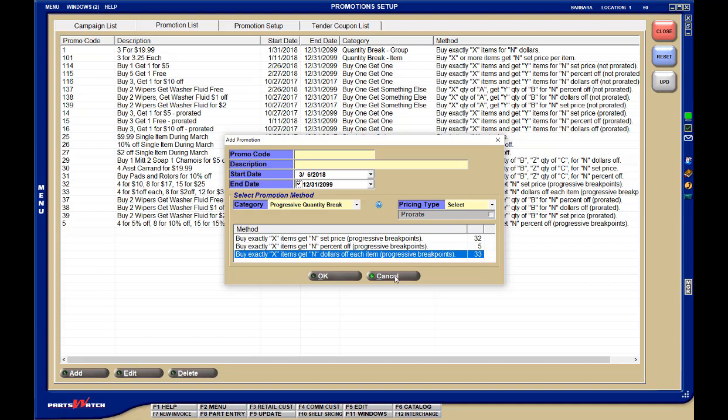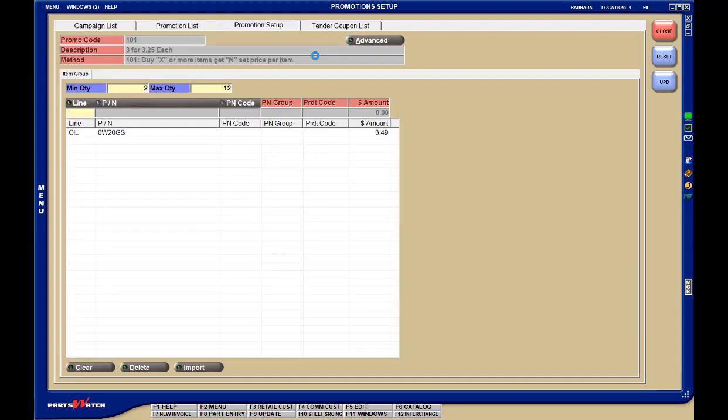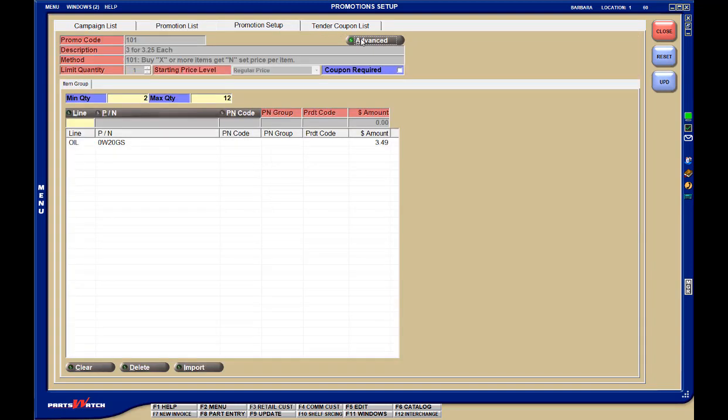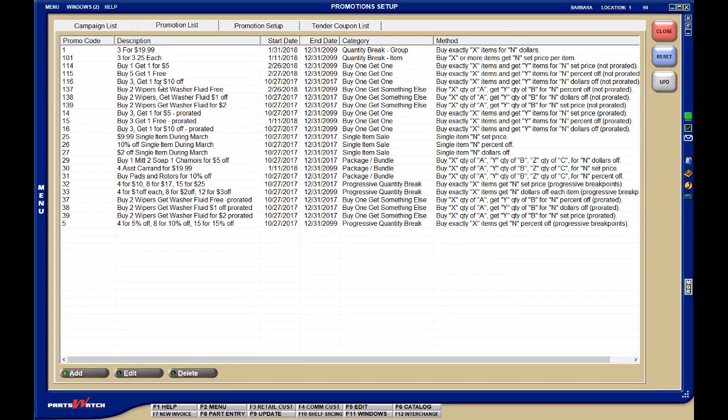Both single and progressive quantity breaks for promotions can be set to need a line item coupon and, depending on the campaign, can be set up for retail, commercial accounts, or both. And both support mix and match so that buying a quantity of any of the parts in the promotion setup will help to meet the buy quantity threshold.